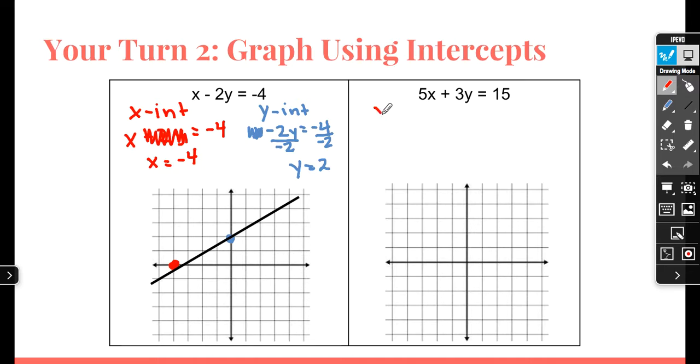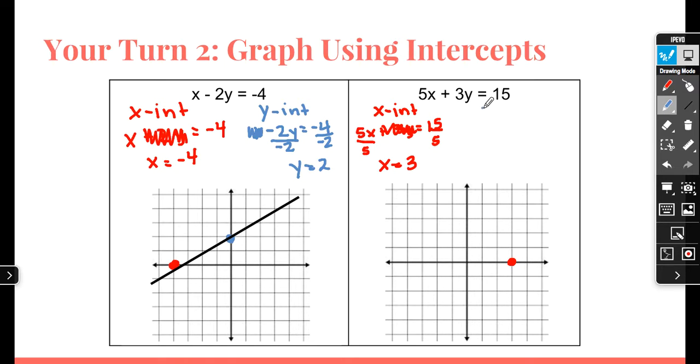On the second one, I'm going to rewrite it. So for my x-intercept, I plug in 0 for y. That makes this go away. And I have 5x equals 15. So now I can divide both sides by 5, and I find x equals 3. So that's my x-intercept. It goes on my x-axis.